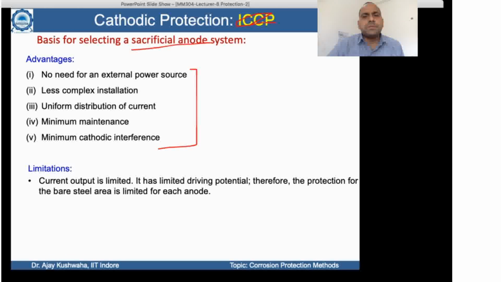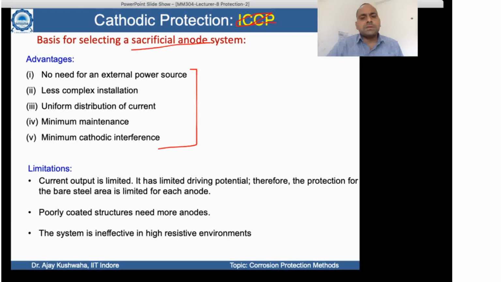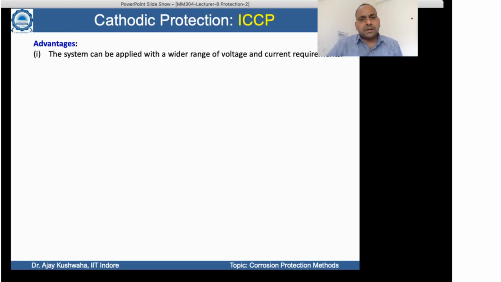The current output is limited because we don't have too much voltage variation. It has a limited driving potential, therefore the protection for bare steel is limited. A poorly coated structure may not be very well protected. The system is ineffective in a high resistive environment. But if we are talking about the ICCP, it has some other advantages as compared to the sacrificial anode.